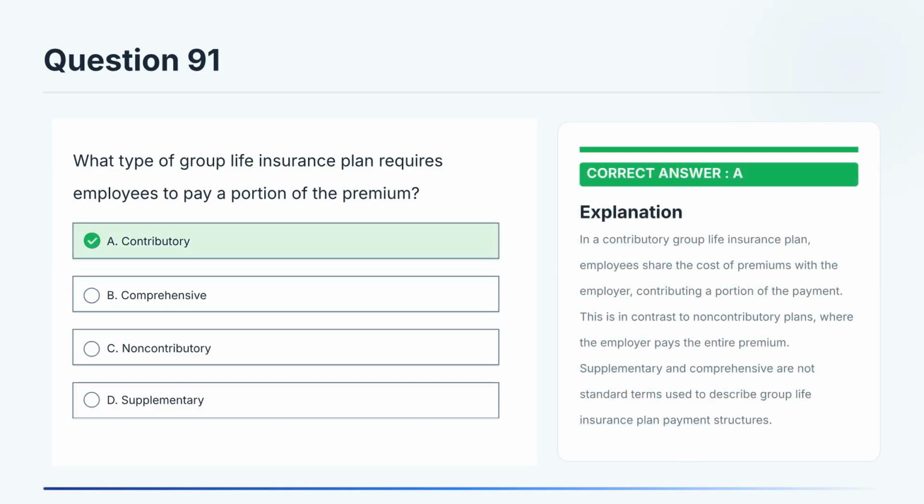The answer is A. Contributory. In a contributory group life insurance plan, employees share the cost of premiums with the employer, contributing a portion of the payment. This is in contrast to non-contributory plans, where the employer pays the entire premium. Supplementary and comprehensive are not standard terms used to describe group life insurance plan payment structures.